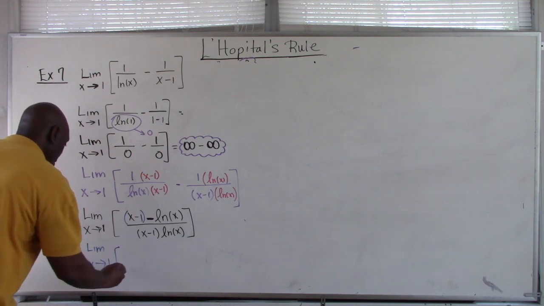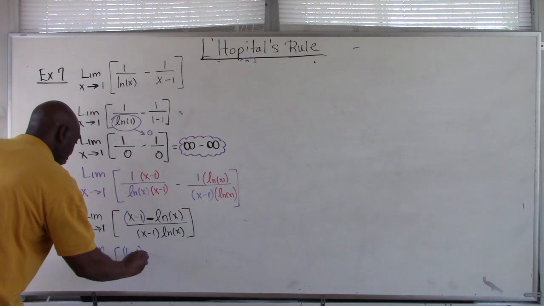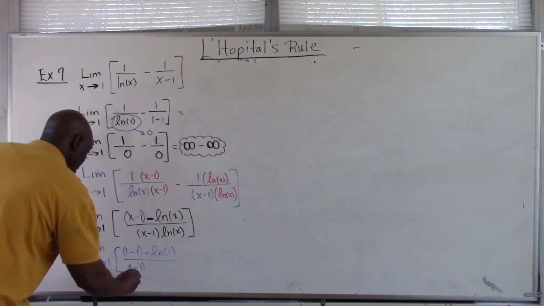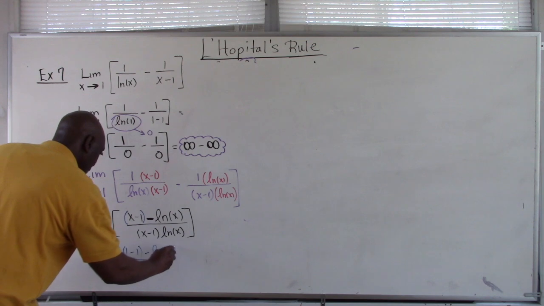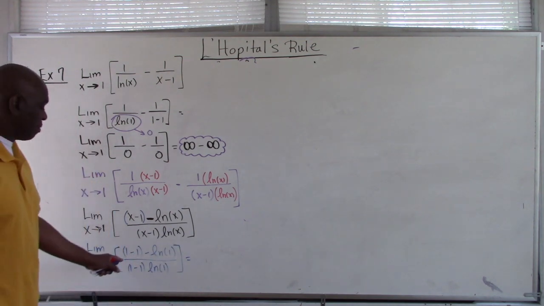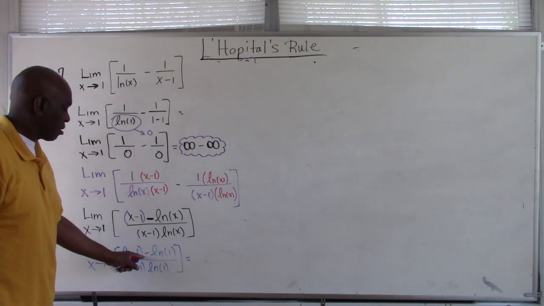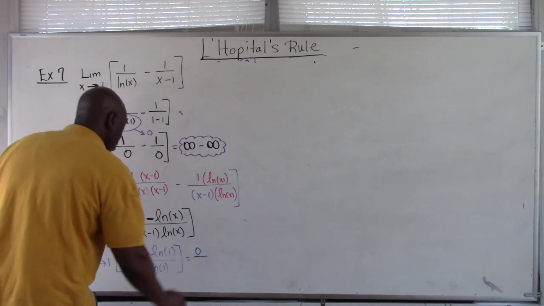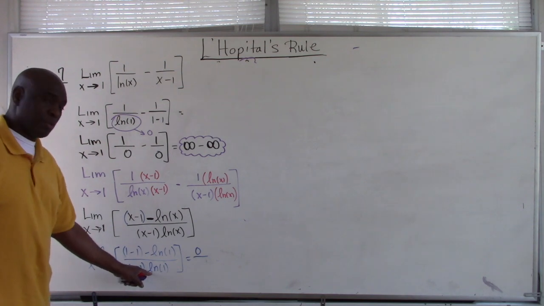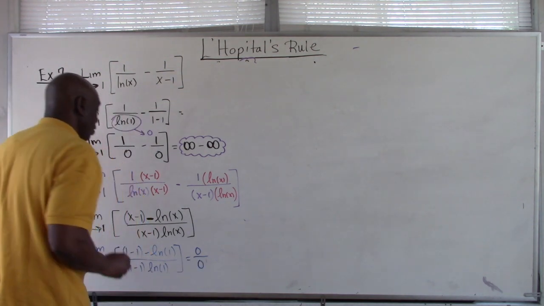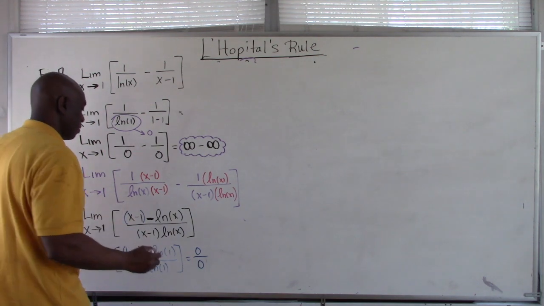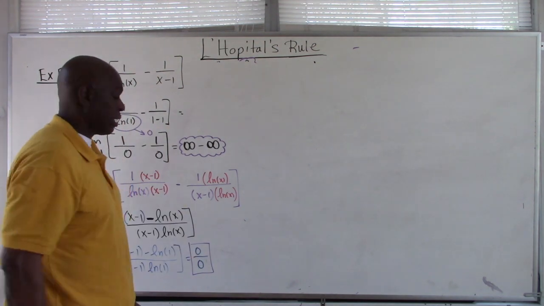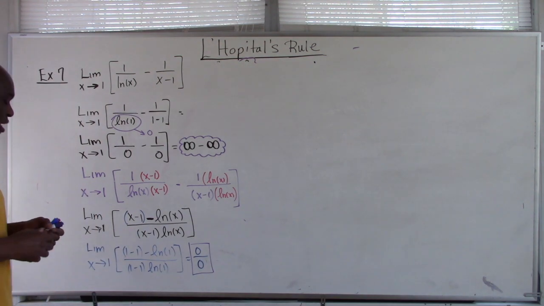All right. So now we're going to have 1 minus 1 minus the natural log of 1 all over 1 minus 1 times the natural log of 1. What's that going to give us? Well, 1 minus 1 is 0, and 0 minus natural log of 1 is 0 minus 0, which is 0. Over 0 times 0, which is 0. Okay, L'Hopital ready. Congrats. Now we can use L'Hopital's rule, because we have 0 divided by 0. So let's go ahead now and use L'Hopital's rule.